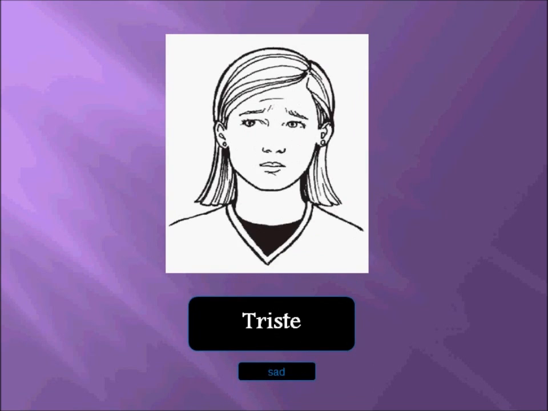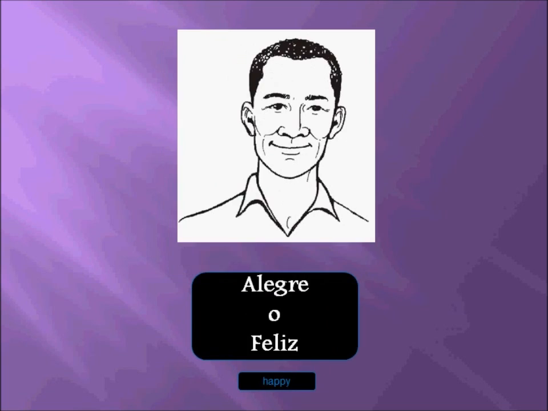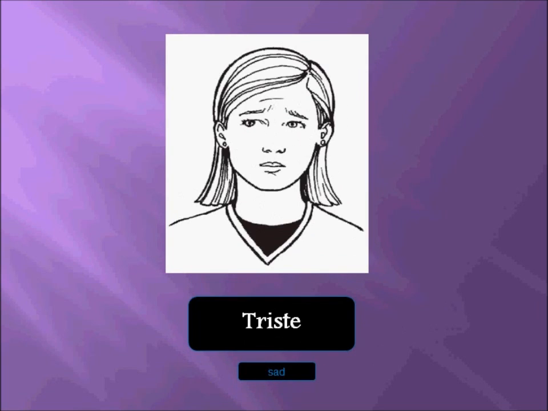Very good. Triste is sad. Now so far, notice alegre, feliz, triste, these are all gender-neutral words. They don't end in O's or A's, so these would all describe anyone. If you're a boy, you can say, yo estoy triste. If you're a girl, you can say, yo estoy triste. Alright, repitan, triste.